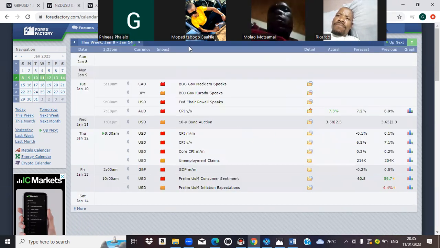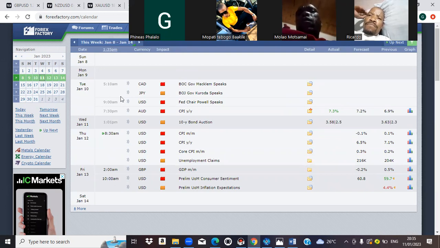So if you apply the filter, on Tuesday we have CAD, JPY, USD, AUD. On Wednesday, USD. So tomorrow is Thursday. We have USD: CPI, core CPI, and unemployment claims. Our main focus is CPI.